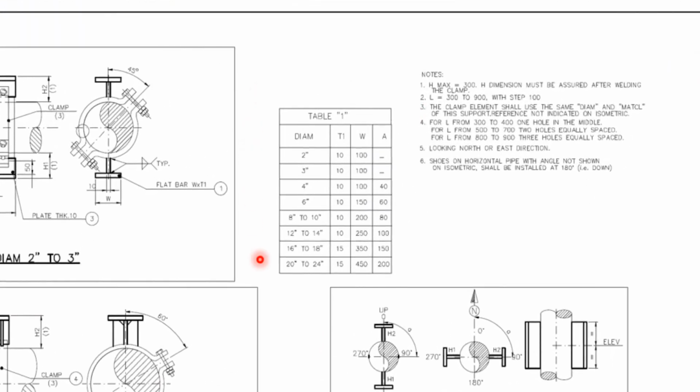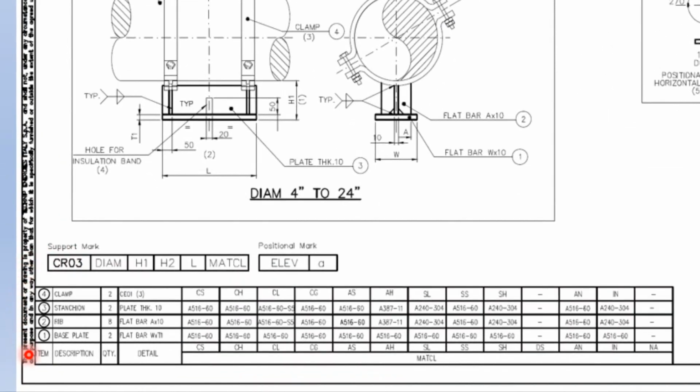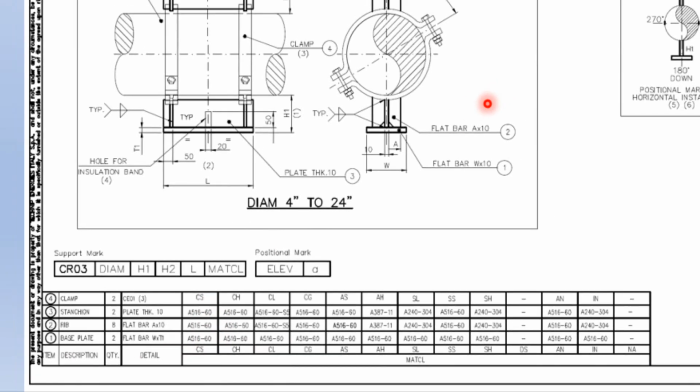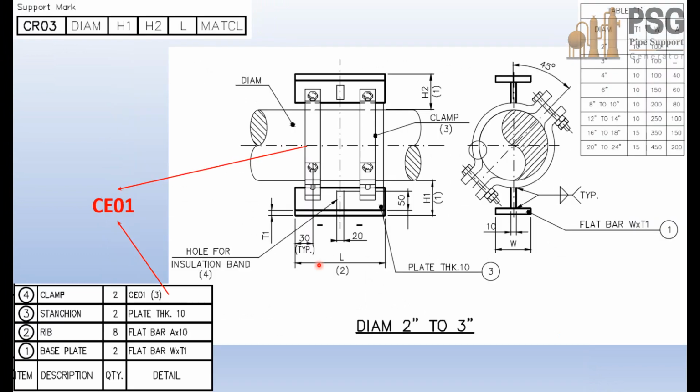Okay, and here you have a table to get the dimensions of T and W and A based on the size of the main diameter. And here below you have a bill of material, and this bill of material includes the material class, and we will discuss the material class on the next slides.